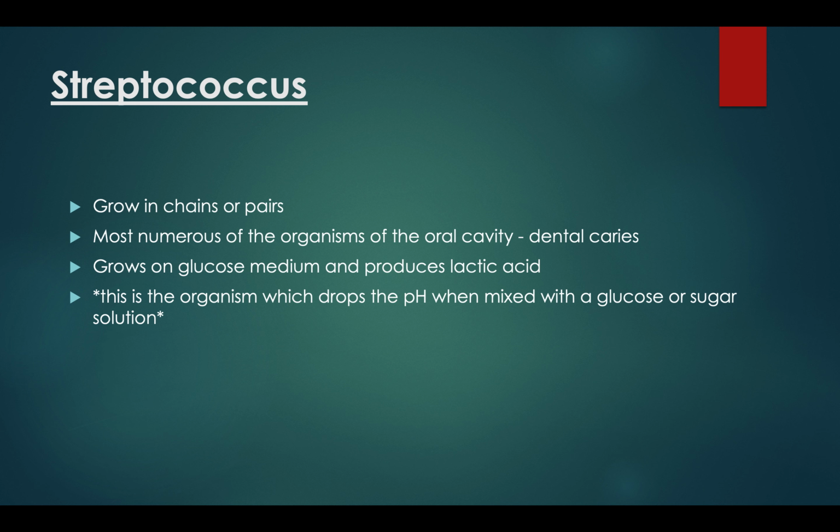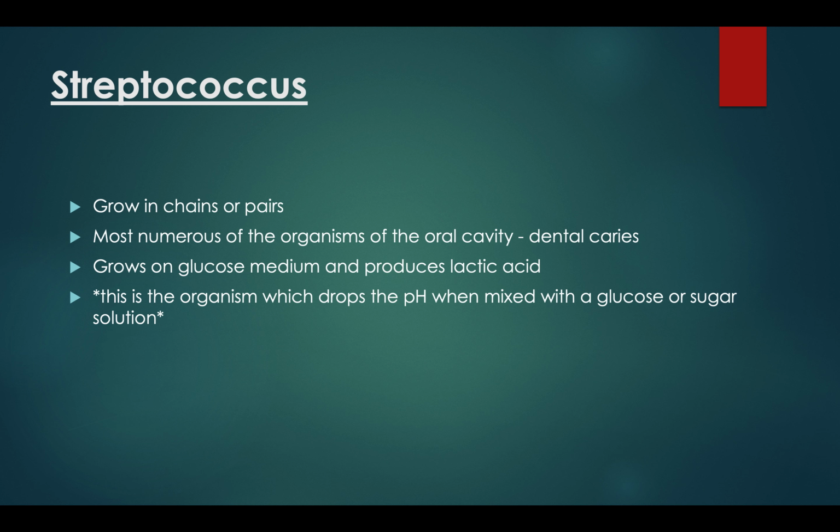So it grows on glucose medium and produces lactic acid. So that is one of the reasons this is how caries is produced. You eat something, it gets degraded into glucose. You eat a lot of candies and sugar and stuff. The streptococcus present in the mouth, it's gonna start acting on that. It's gonna start producing lactic acid, and that is the thing. The lactic acid starts degrading the tooth. That is how caries are formed.